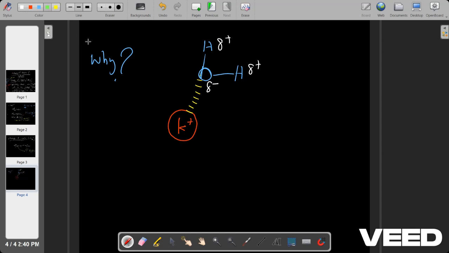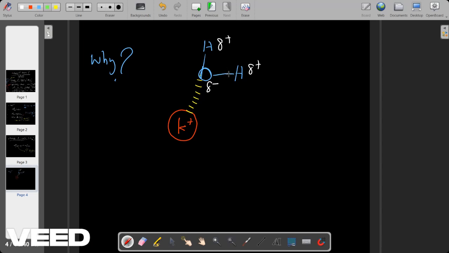No, it doesn't break. Why? This is a covalent bond. You can't break a covalent bond with intermolecular interactions. Usually you can't. Very difficult. Right? This is very strong, but compared to other intermolecular interactions, like hydrogen bonds, London dispersion forces, permanent dipole interactions, compared to them, this bond is very strong.